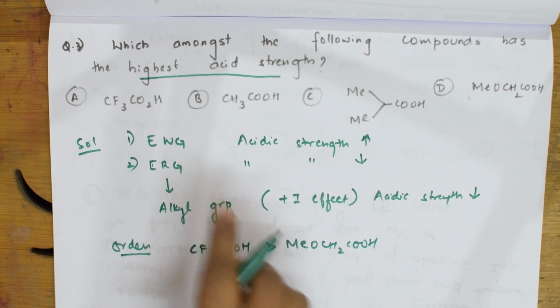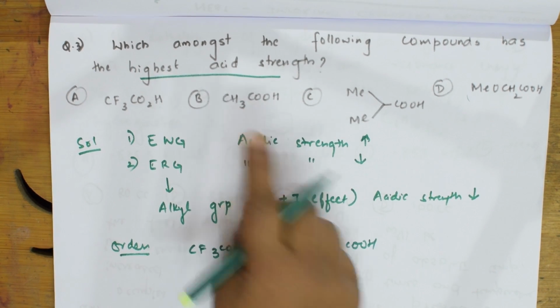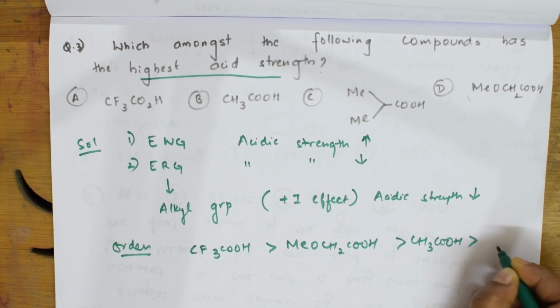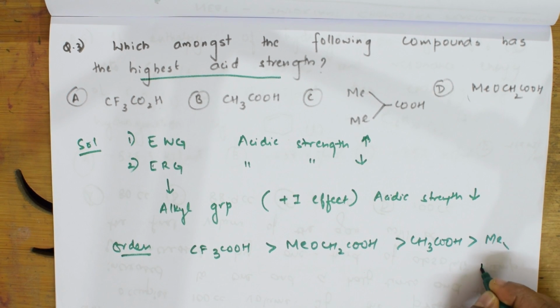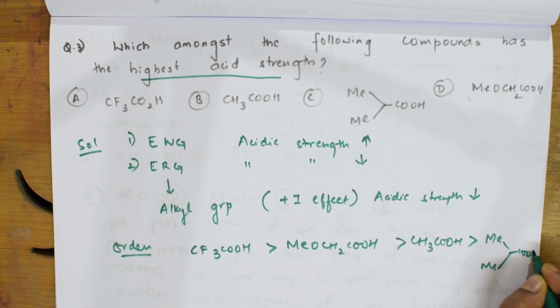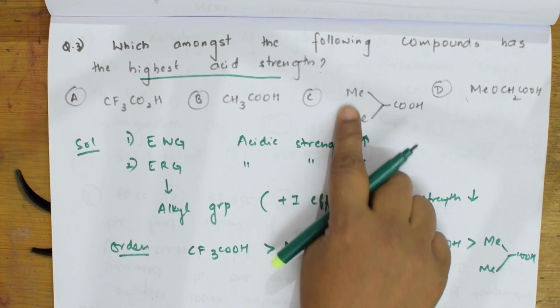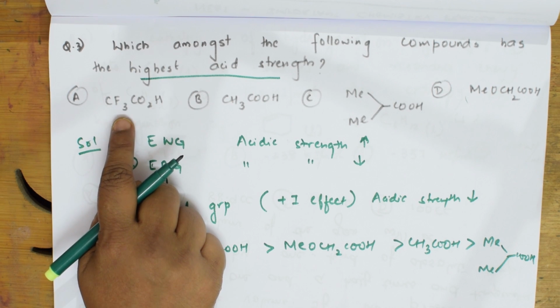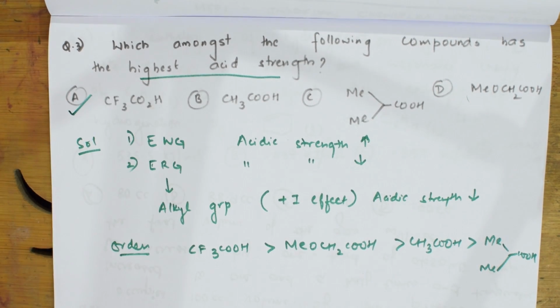This is one. Next, I have to compare between these two. Now this one has only one CH3COOH. Among that, the last one has 2 methyl groups, so COOH. Because of the presence of alkyl group, it is less acidic. Because of the absence of alkyl group, this is more acidic. So the first option is the correct option.